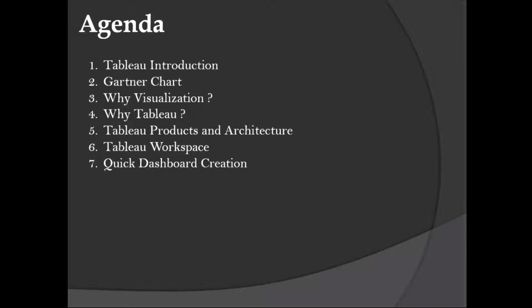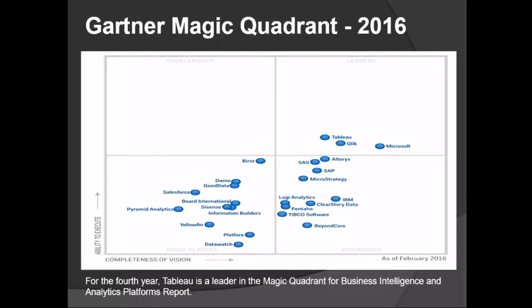This is called the Gartner Magic Quadrant. You might have heard of this because this is a third-party survey team. They do research on all the tools available in the market. If you see the Gartner Magic Quadrant 2016, Tableau holds a leader position. And Tableau has held this leader position for the last 4 years consecutively.